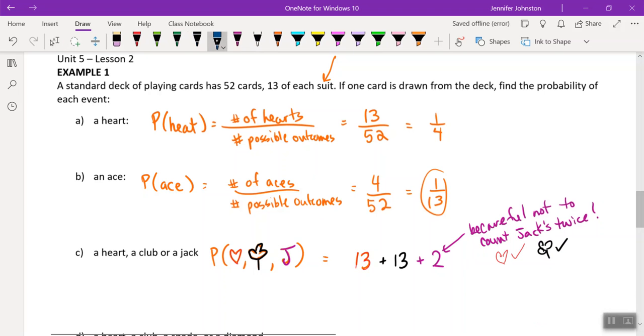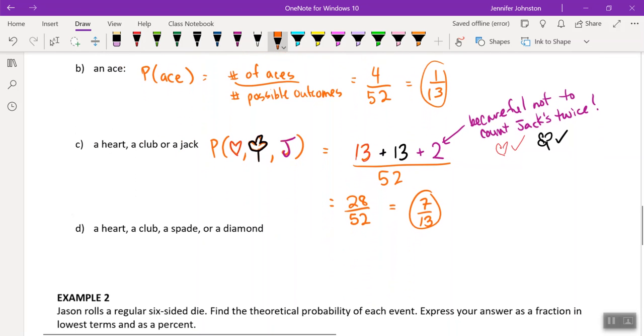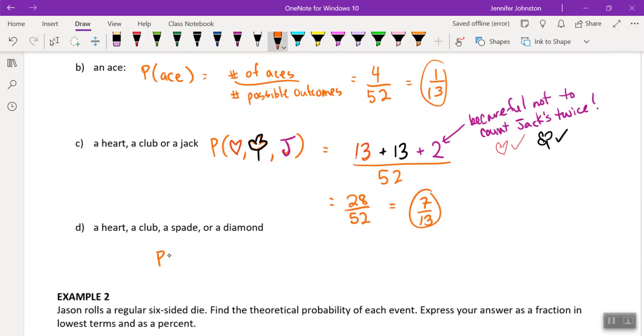And then what are we going to divide this by? We're going to divide this all by 52. All right, so let's add it up. 13, 13, and 2 gives us 28 out of 52, and those are both even, so they can reduce. That reduces to 7 over 13. Right, and then one more. What's the probability of getting a heart, a club, a spade? Oh, messed that one up.